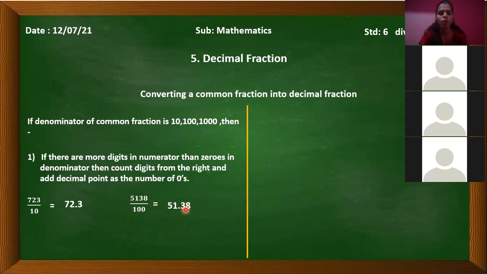Okay. So your answer will become 51.38. You are giving the decimal point from the right side after counting 2 digits. So your answer will be 51.38, right? So there is a next rule.